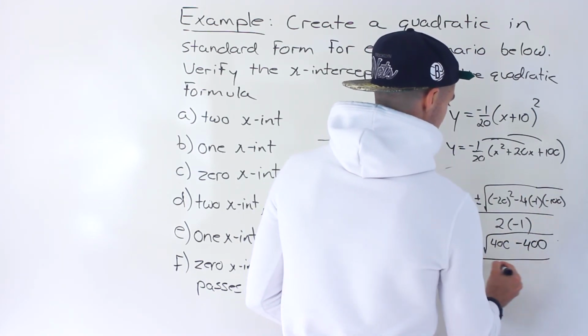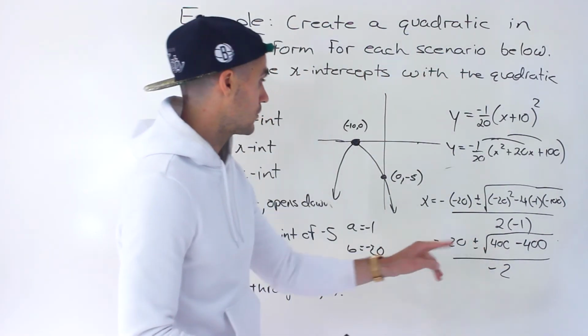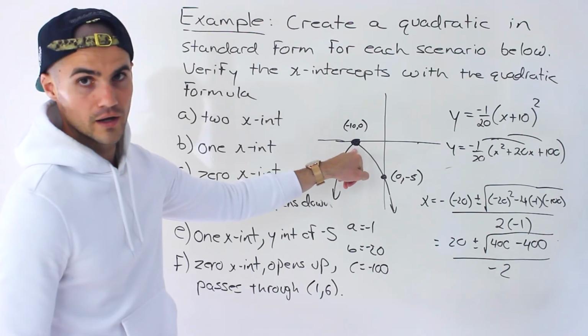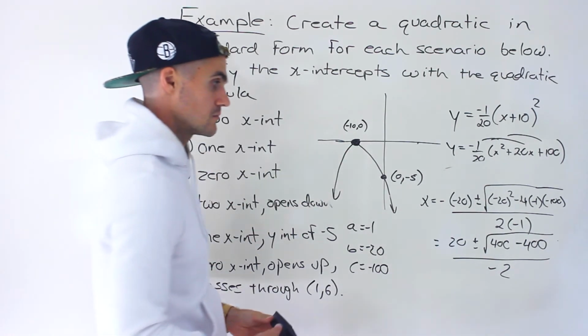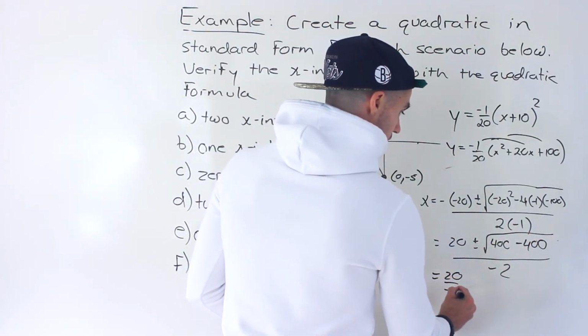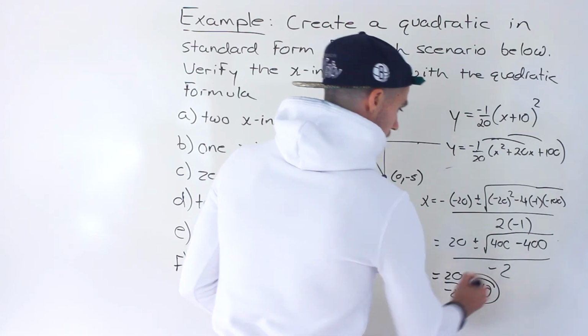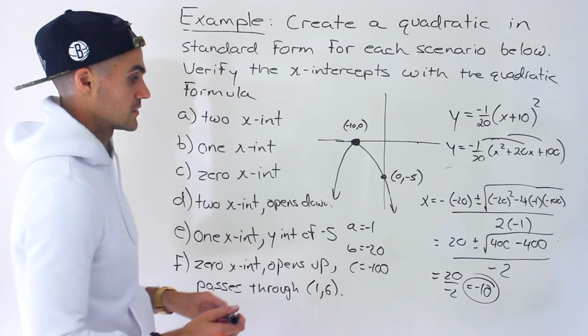And as expected, this would be negative 2. As expected, under the square root should be a 0 if we're only going to have one x-intercept. Okay, we saw that as well in part B. So what do we get? This would be 0, so we'd end up with 20 over negative 2, which would give us negative 10, like that. As expected, that one x-intercept that we started with.